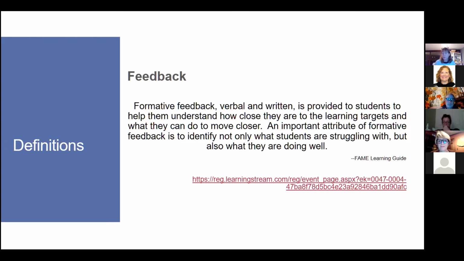Strengths, how are they doing in terms of those targets? So what are their strengths and what are their needs to grow, right? So what are you doing well? What do you need to take on next? Struggles and strengths. Yep, thank you, Michelle.